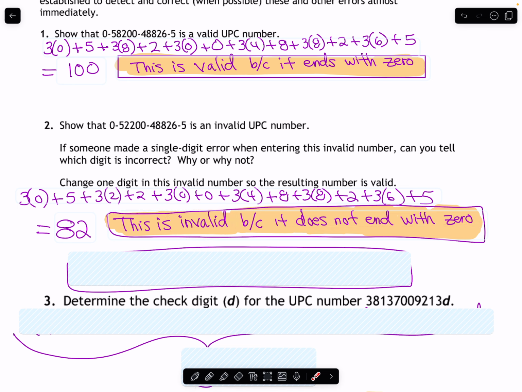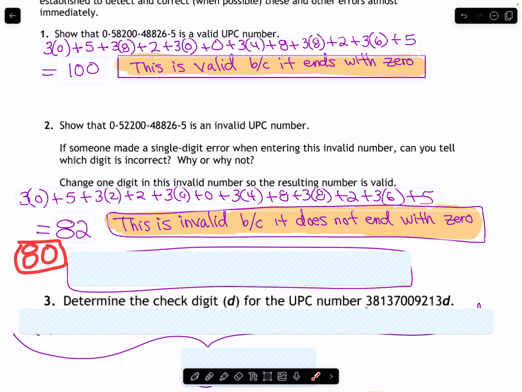It says, can you tell which digit is incorrect? All right, well, there could be more than one answer. But the way you tell is looking at this number here is an 82, and it should have ended in a 0 in order for it to be valid. Well, that tells you that this is 2 over what it should have been. What should it have been? It should have been 80, right? Should have been 80 because that would end in a 0, but instead it's an 82.